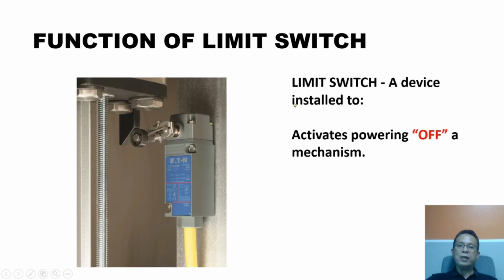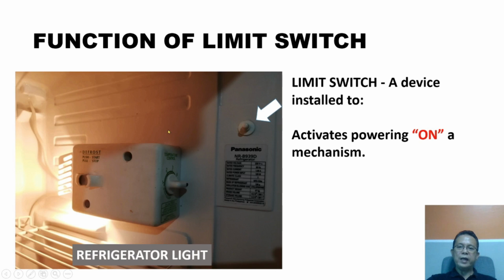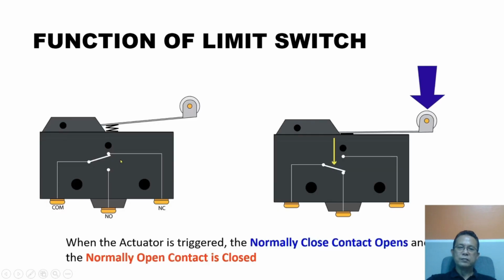So the function of the limit switch, as we have here in the picture, is a device installed to activate powering off a mechanism. Powering off means it halts the system. While the other limit switch is a device installed to activate powering on a mechanism. With this limit switch, when you open the door of the refrigerator, it lights the inside. So that is powering on of a mechanism.